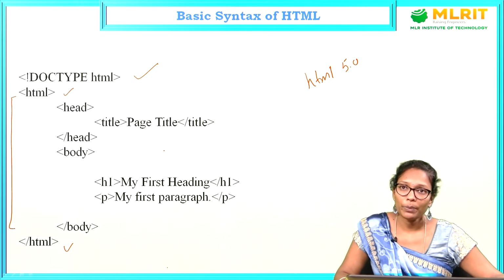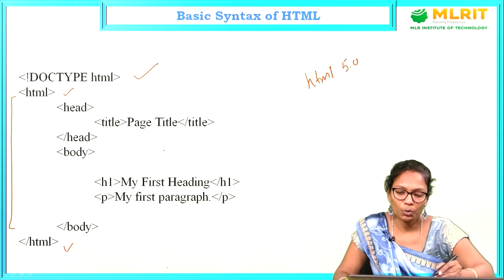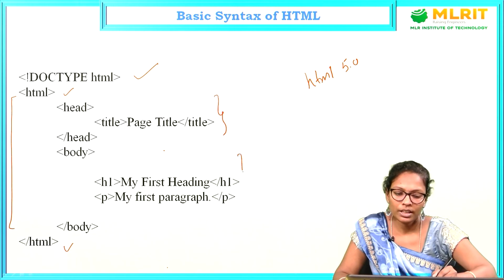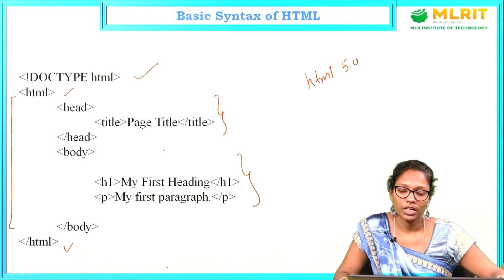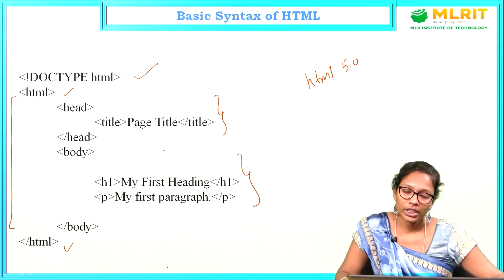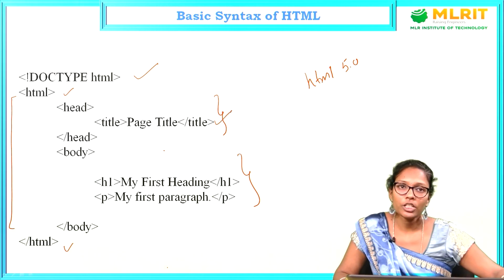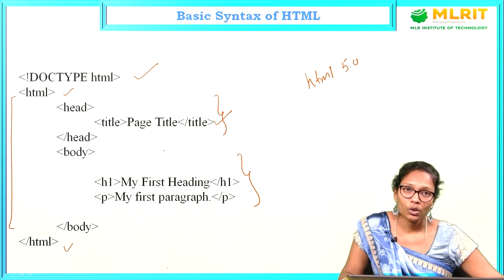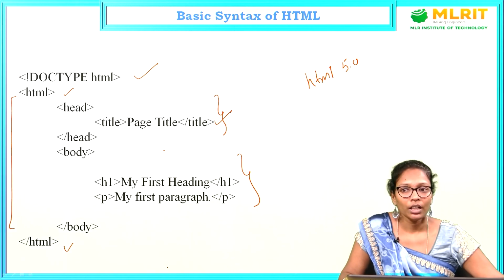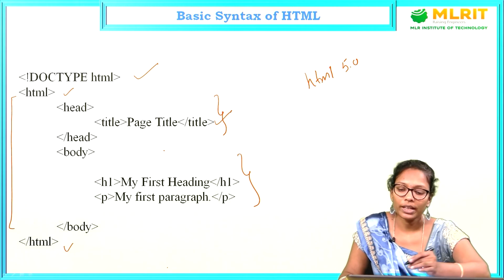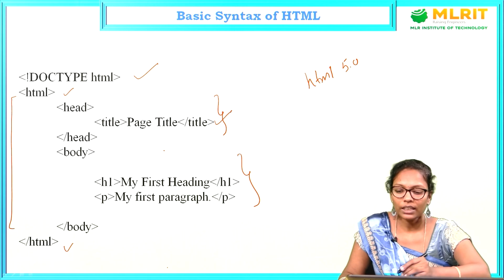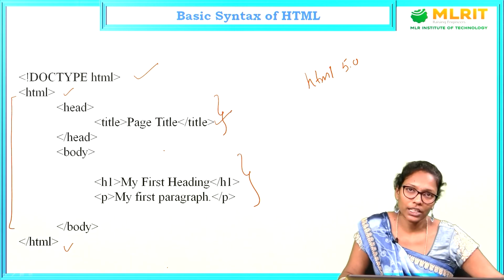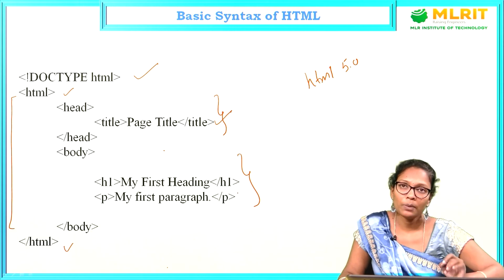This HTML program is mainly divided into two parts. One is the header section and the other one is the body section. In the header section, you'll generally write the title of your web page. Along with this title, you'll also write some meta information, like who is the author of the web page, and what is the description of your web page. All those things you will write in the header section. And coming to the body section, the actual content you want to display on your web page, you will write in the body section.